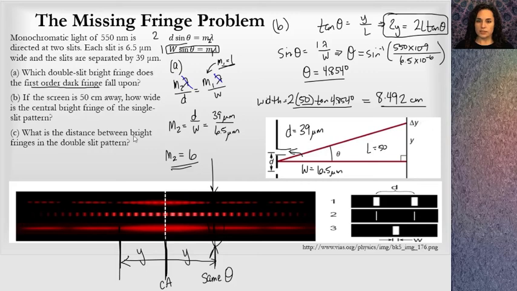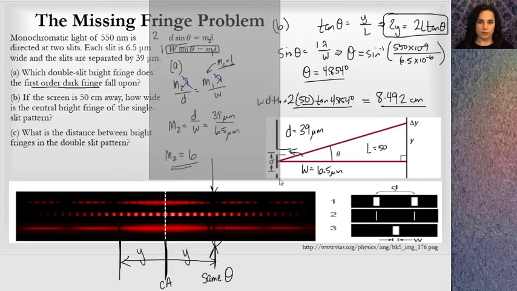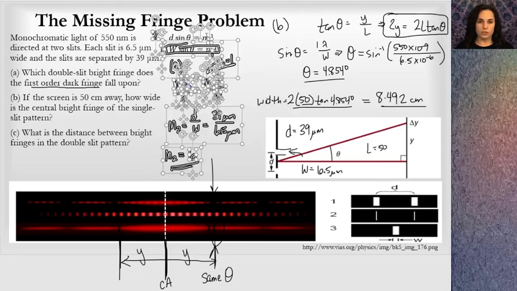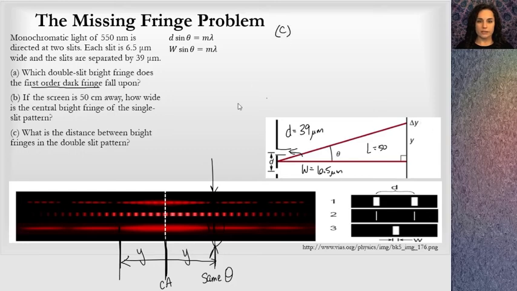C says, what is the distance between the bright fringes on the double slit pattern? So they want the distance between these fringes on the double slit pattern. So let me get rid of some of this stuff here that I've already written out. We don't need some of this in here, and I'll keep the equations. Okay, so to find the distance between bright fringes. So let's go from the central bright fringe for the two slit to the next one where I know m equals 1. So this is the m equals 1 bright fringe, and this is the m equals 0 bright fringe for the two slit. The two slit equation is d sine theta equals m lambda.